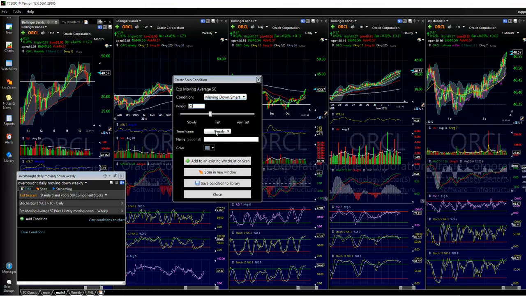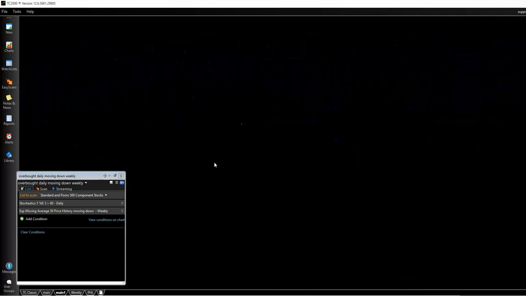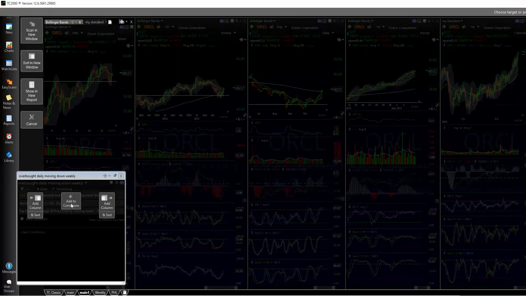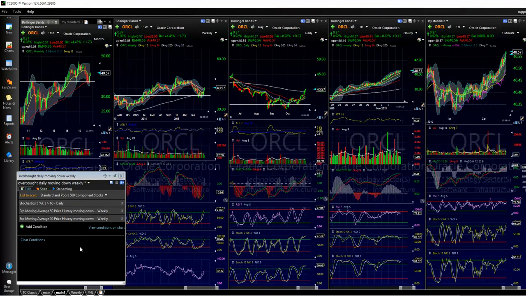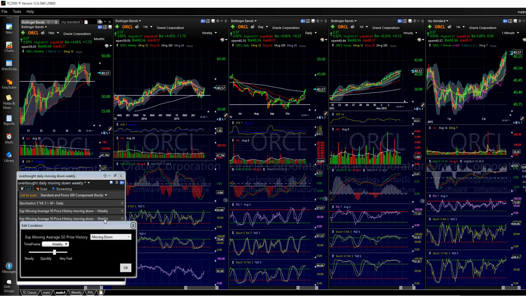I'm going to look at this over 20 periods. So this is 20 weeks of the moving down 50 period exponential moving average. Add to an existing scan or watch list. And there it is. I'm going to take the latest one that I just added and get rid of it because I don't need it in here twice. And if I want to look at it, I can look at it right here.